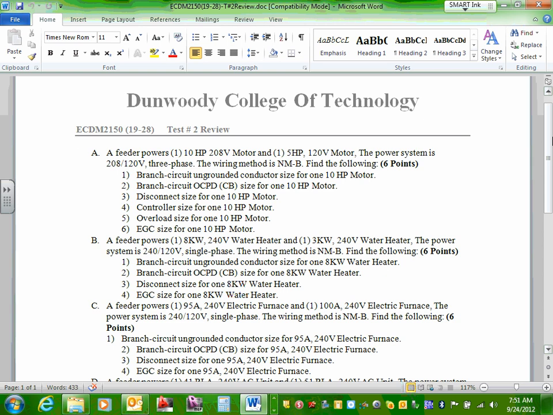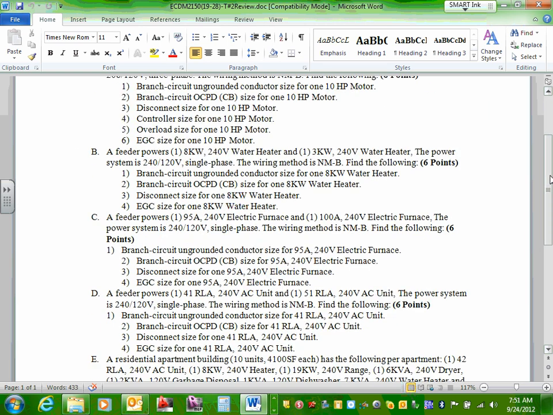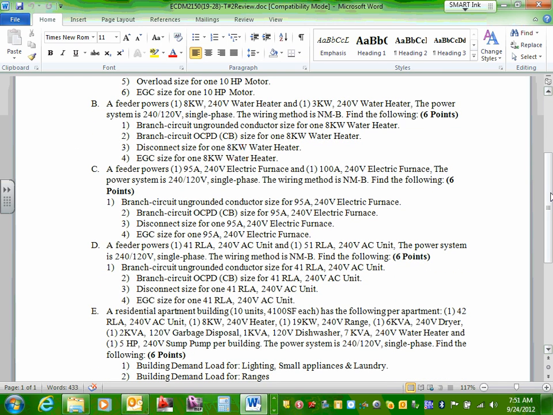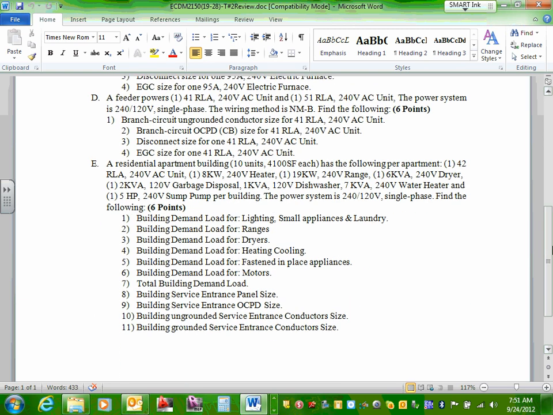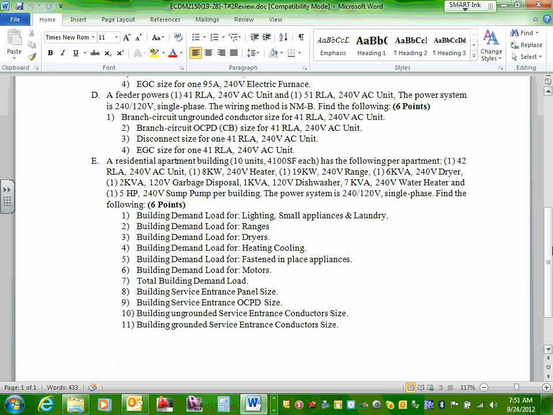The second one is feeder for water heaters, another example of the water heaters. The third one is going to be an electrical furnace. The fourth one is going to be about AC units. And the last one is the residential calculation, a step-by-step residential calculation. Cool? Everybody got that copy in front of you? Your test is going to look exactly like this tomorrow.